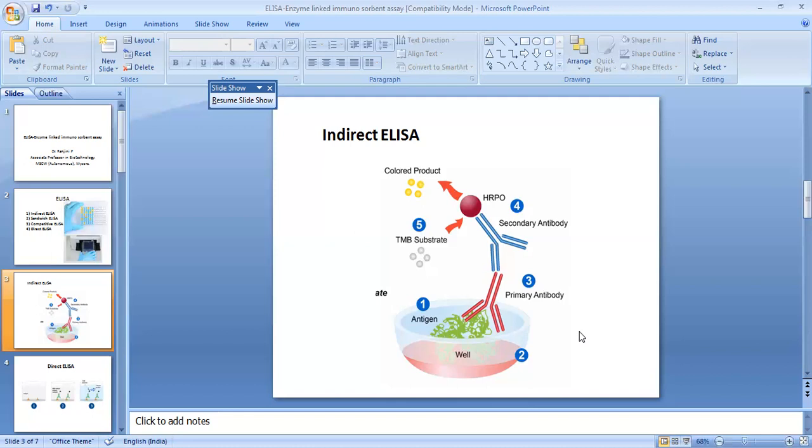Then the antigen-antibody complex will be detected by the secondary antibody, which will be tagged with the enzyme, that is horseradish peroxidase. This horseradish peroxidase enzyme acts on the colorless substrate, that is TMB, 3,3',5,5' tetramethylbenzidine, and it will form the colored end product. So the intensity of this colored end product will be measured in the ELISA reader.